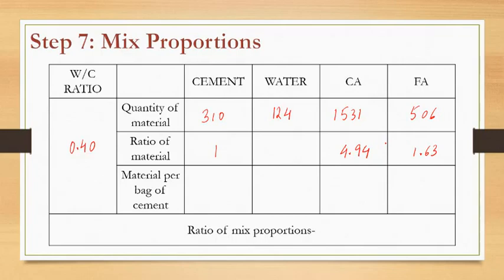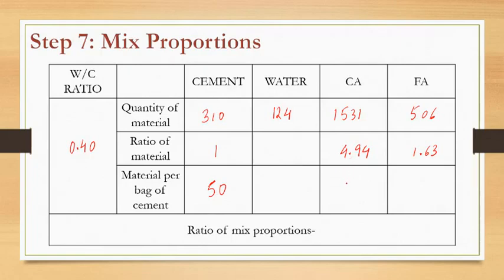How do we find the material per bag of cement? In 1 bag of cement, how much cement do we have? We know it is 50 kg. So here we multiply 1 by 50 and get 50. So how much coarse aggregate is needed for 1 bag of cement, and how much fine aggregate is needed for 1 bag of cement, for that we multiply by 50.